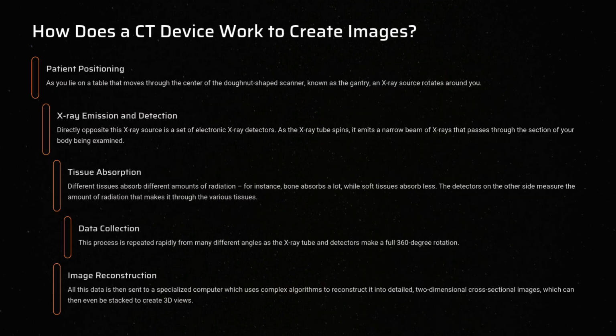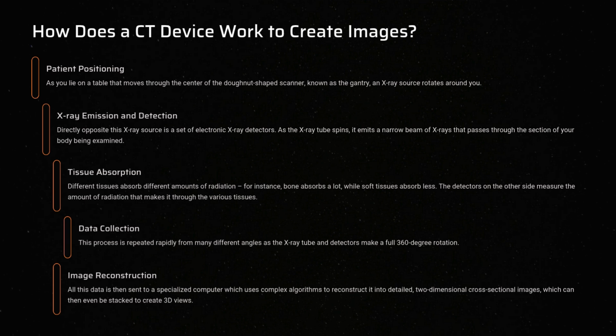How does a CT device work to create images? Now let's delve into how a CT device actually works to generate those detailed images. As you lie on a table that moves through the center of the donut-shaped scanner, known as the gantry, an X-ray source rotates around you. Directly opposite this X-ray source is a set of electronic X-ray detectors. As the X-ray tube spins, it emits a narrow beam of X-rays that passes through the section of your body being examined. Different tissues absorb different amounts of radiation. For instance, bone absorbs a lot, while soft tissues absorb less. The detectors on the other side measure the amount of radiation that makes it through the various tissues.